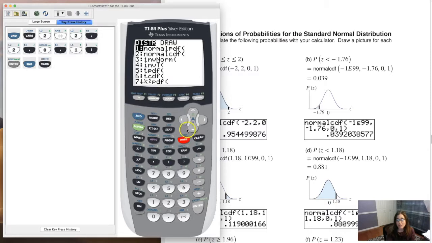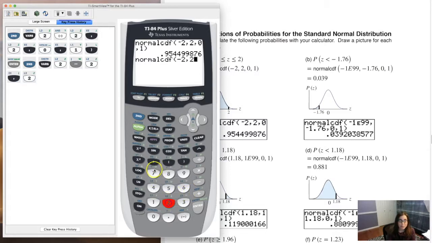So I can hit second and vars. Let's go to 2. Sometimes folks will hit the subtraction sign instead of the negative sign. And let me type this in. And then I want to talk about the difference between those 2 symbols.